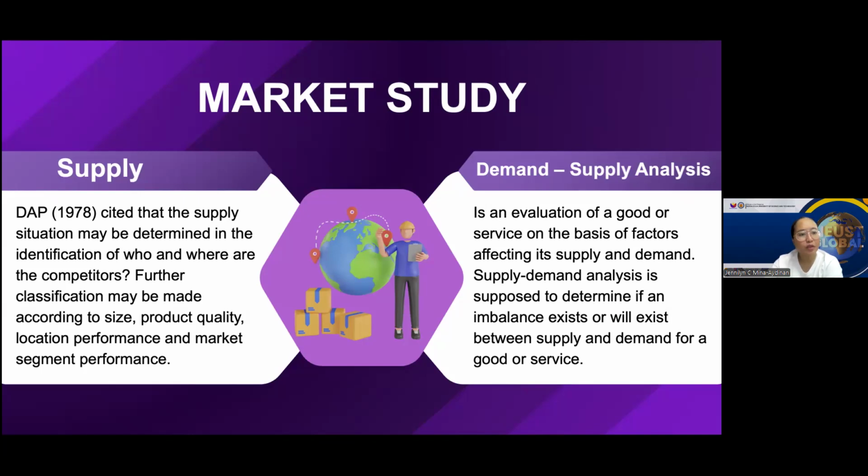So what about competitor identification? The students investigate existing companies producing biodegradable packaging. They classify these competitors based on size, for example, small local producers versus large multinational firms, and on product quality, durability, eco-friendliness, and design appeal. What about the market performance? Of course, who their customers are and how well they are doing in different locations.